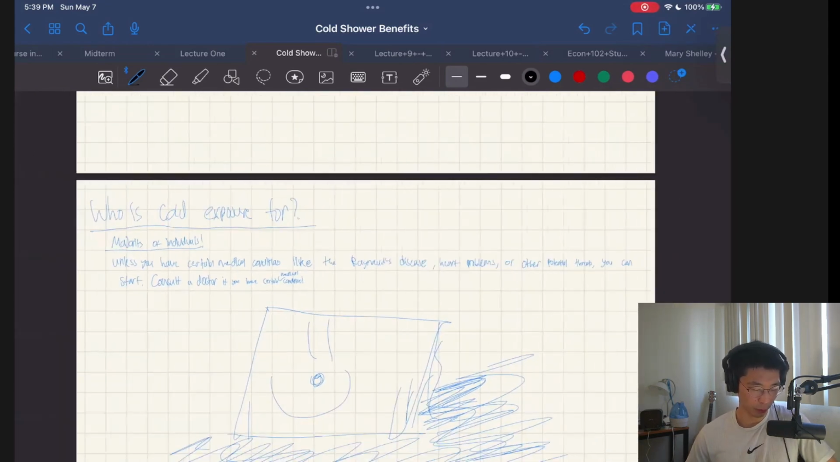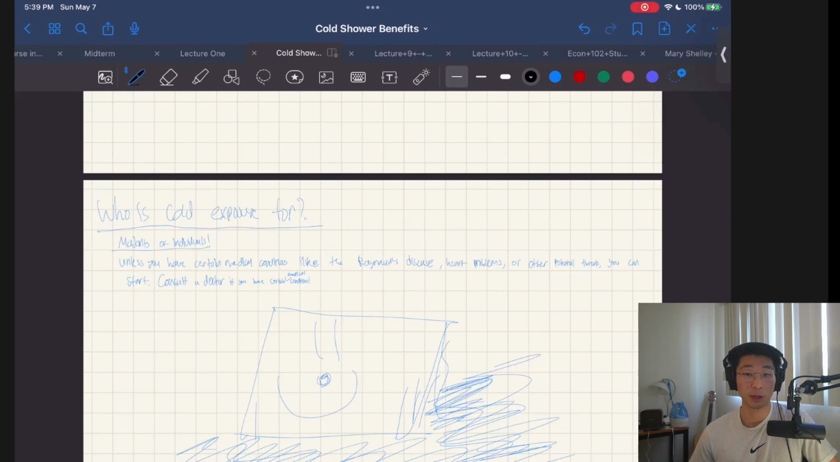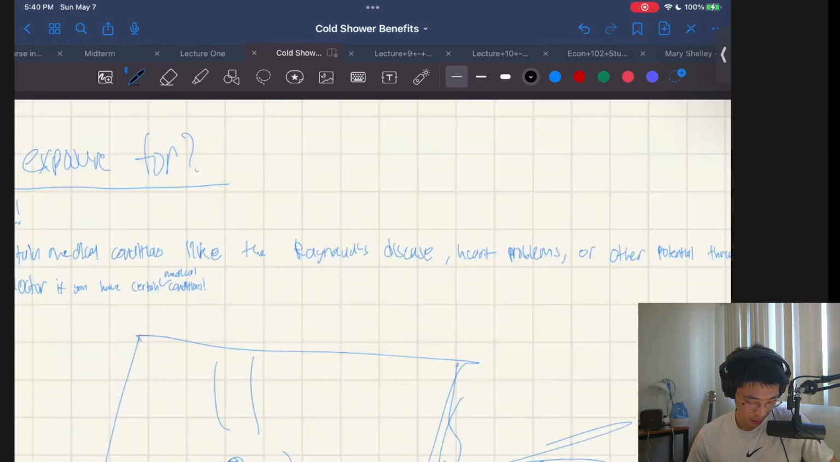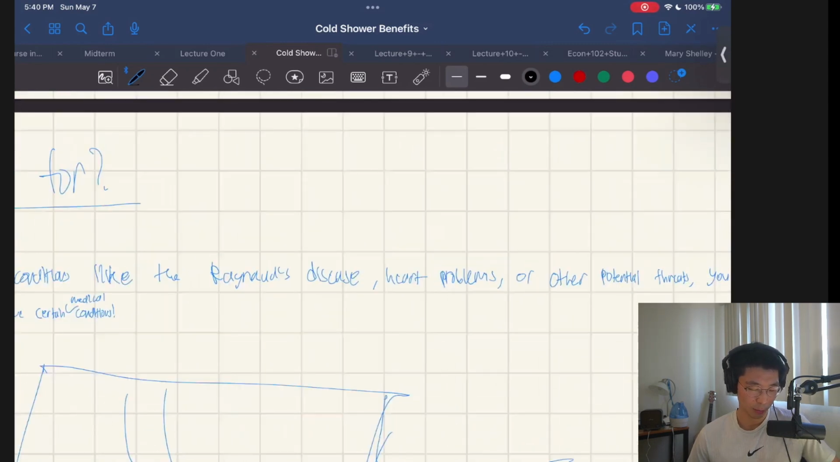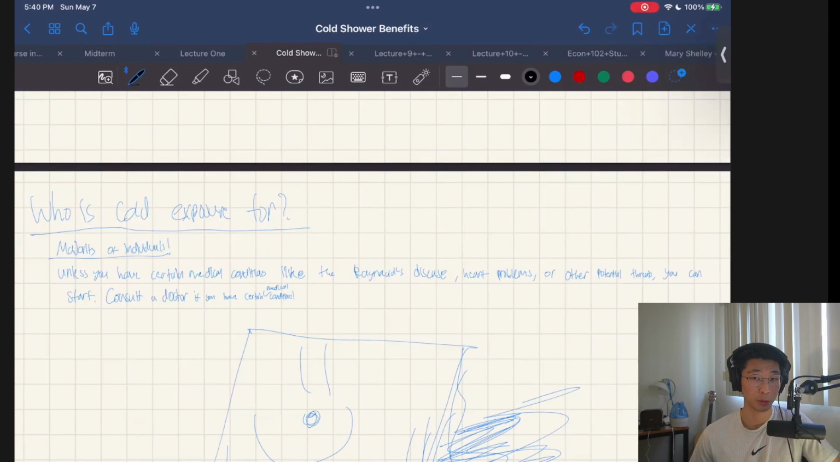And who is the cold exposure for? I like to think that cold exposure is something anyone could really enjoy. A lot of people, for example Wim Hof, have popularized the idea, and I really think there is a lot of benefit to putting your body in challenging environments because your body adapts really, really well. But make sure if you do have certain medical conditions such as Raynaud's disease or heart problems or other potential threats, feel free to consult with your doctor before utilizing cold exposure. And with that stated, that's pretty much it.